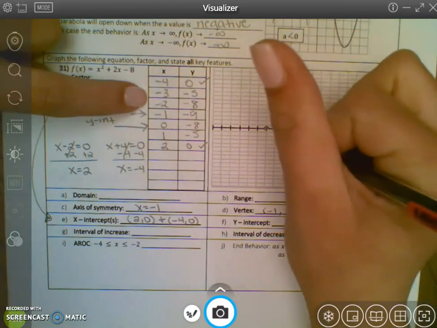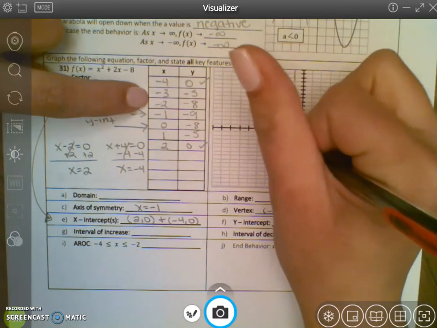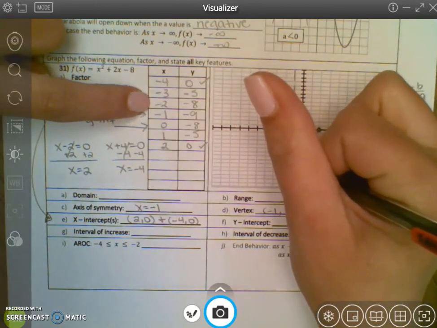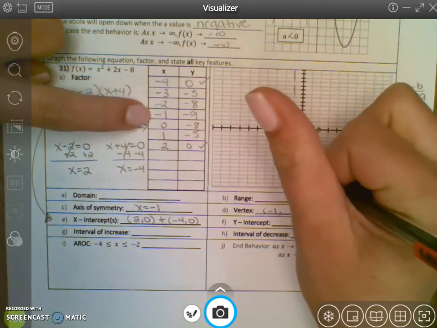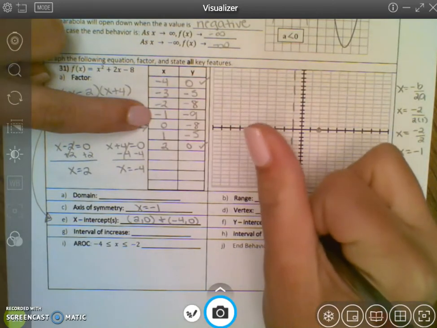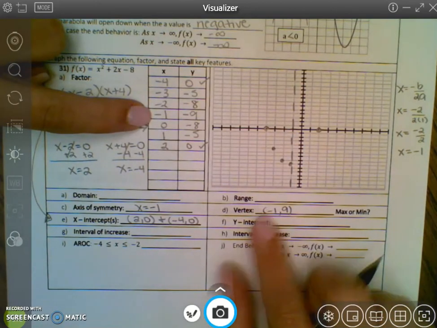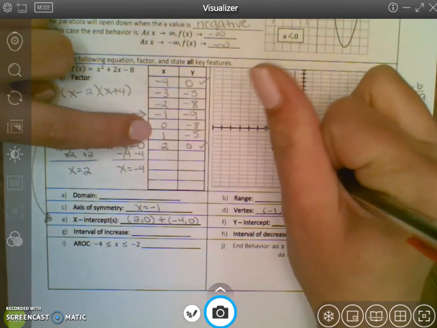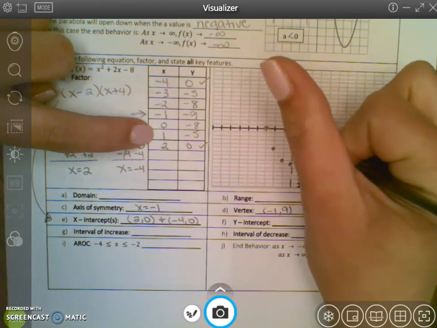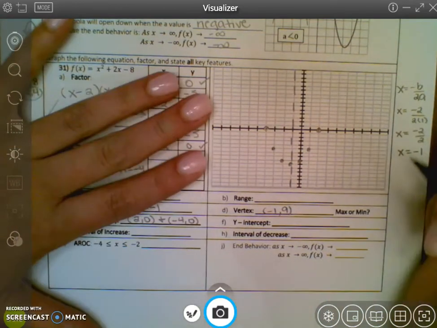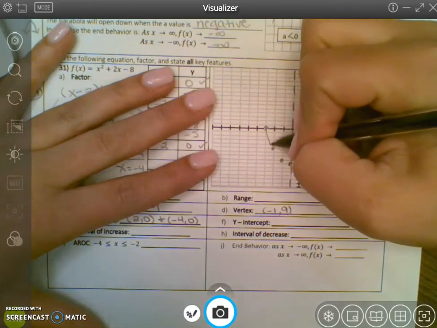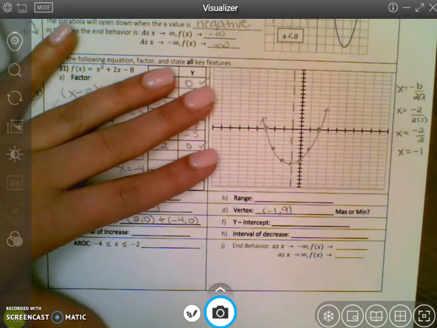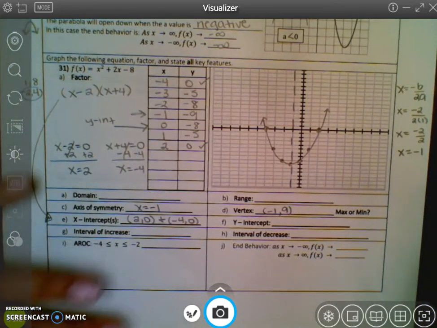Negative 4, 0, we have that. Negative 3 is 1, 2, 3, 4, 5. Negative 2, 5, 6, 7, 8. Negative 1 is 9. So negative 1 is 9. Let's just go ahead and fill that in down here. 0 is negative 8. 1 is 1, 2, 3, 4, 5. And we have the next one. So let's go ahead and connect our dots. This is a pretty nice U shape. Okay, make sure when you're drawing it, you always have arrows.